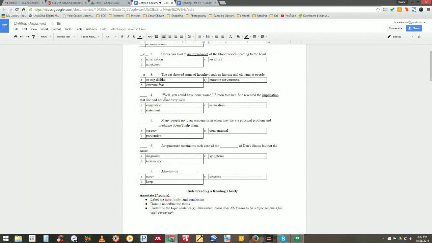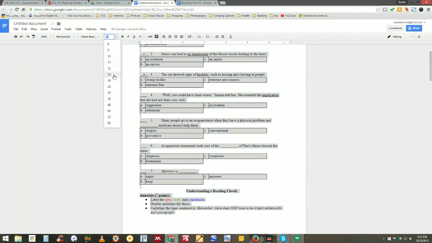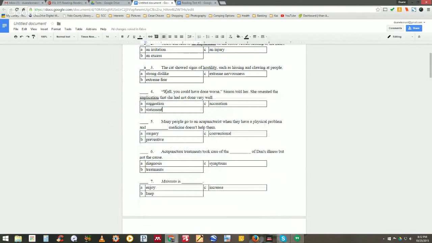Well, you could have done worse, Simon told her. She resented the implication that she had not done very well. This one was a little bit difficult. So the implication here, the meaning of this part of the sentence, and let me make this all a little bit bigger. I'm sorry, I should have done this at the beginning. Number 4, the sense of the sentence is negative. A suggestion is not necessarily negative. The word suggestion doesn't mean that it's negative. A statement is also neutral. The only one that's actually negative is C. So the answer has to be C here. A suggestion is very similar to an accusation, though A and C could be taken the same, but this is clearly negative, and the only one with a negative meaning here is C. So it's got to be C.